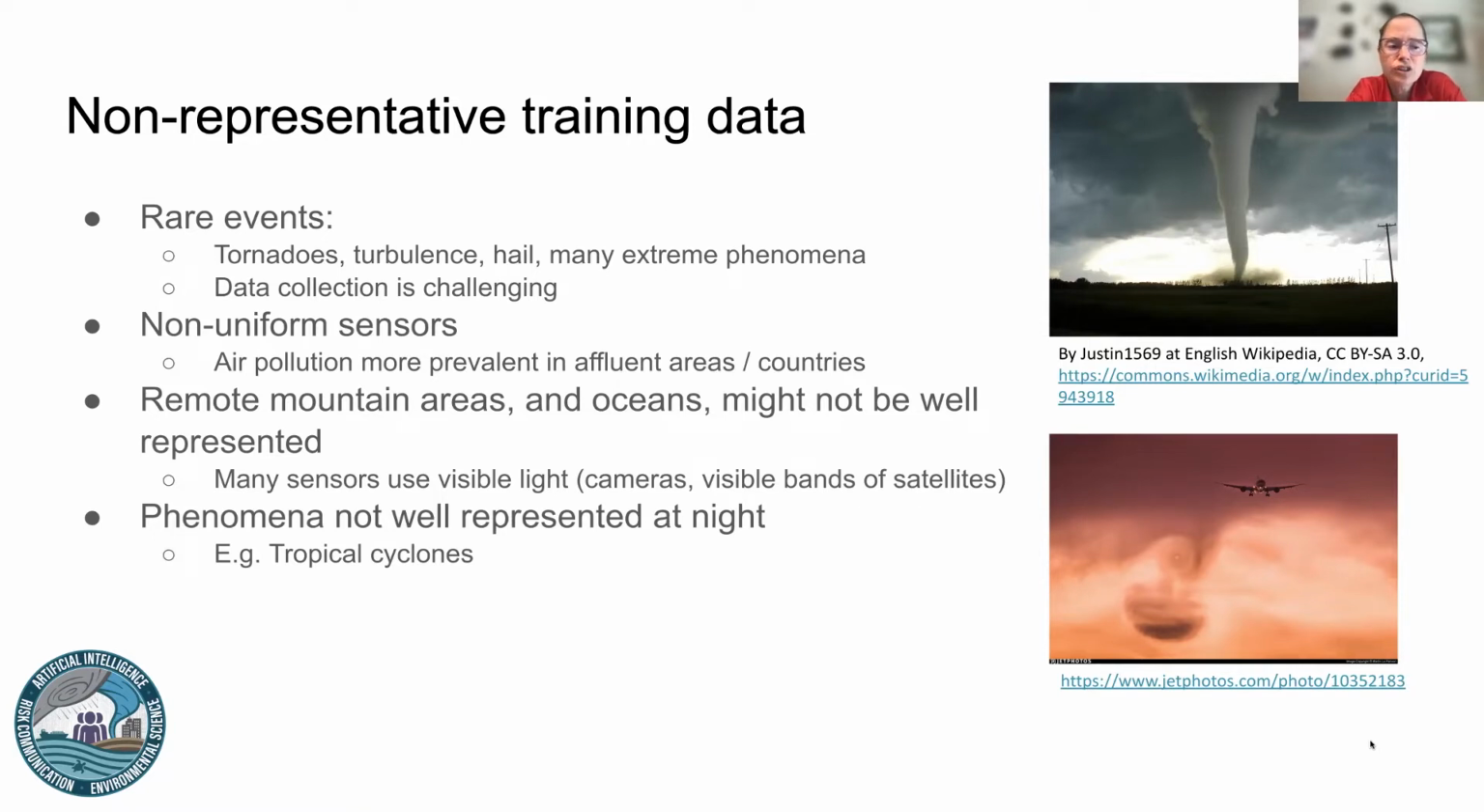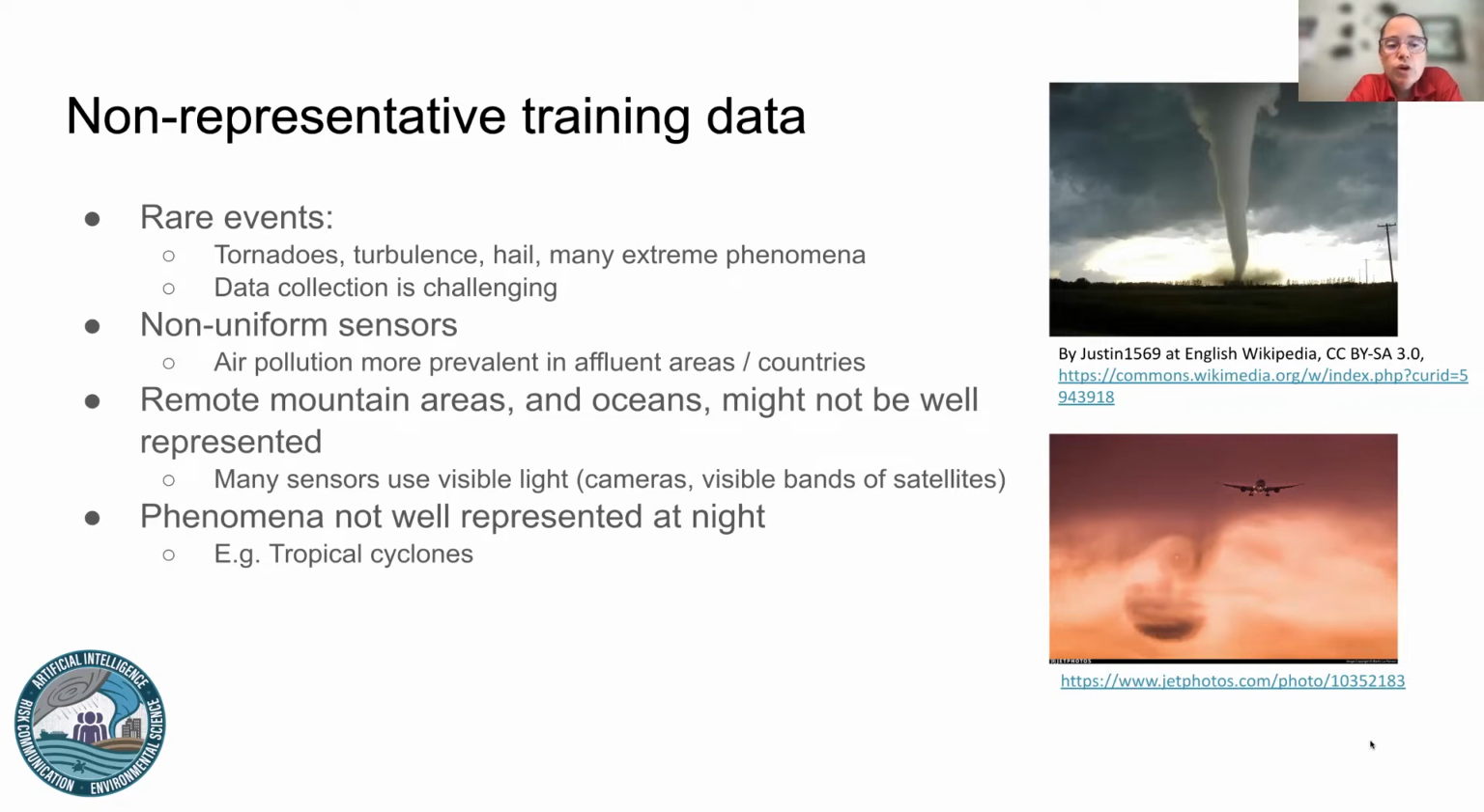Hail causes billions of dollars of damage a year. Another way to look at non-representative training data, and I think Douglas just covered some of this: in addition to the biases that could happen, sensors could be non-uniform in where they're actually measuring. In particular, those Purple Air sensors we're talking about might be more prevalent in affluent areas, among the people who are willing to buy them. If you're looking at a global scale, there might also be more sensors in the countries that are more affluent.